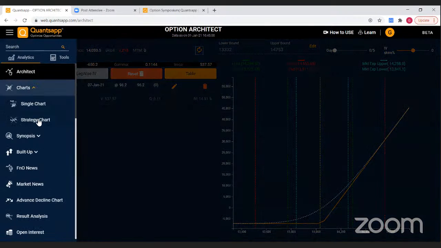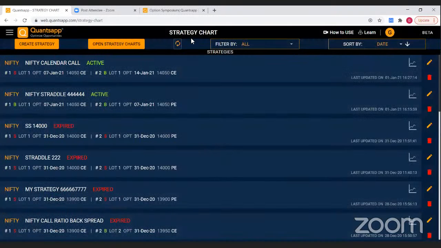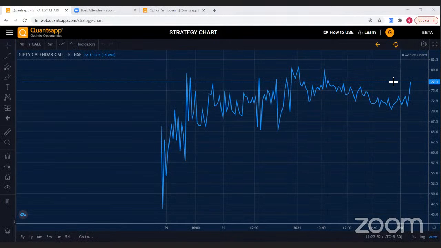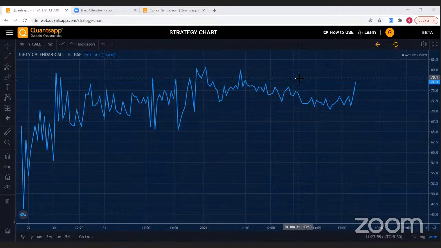You also have the option to use this strategy chart. This is a place, so I can also show you. This is a new chart we have brought in here. So if I say, I have a strategy, a Nifty calendar call for the 14th of Jan. I can just open this chart here, and it's showing me the prices of the calendar call.